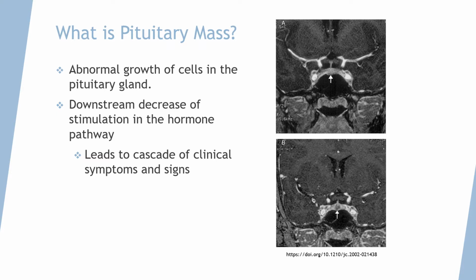Pituitary mass is an abnormal growth of cells in the pituitary gland. This is of particular importance and deserves special attention because the pituitary gland is responsible for controlling downstream release of hormones throughout the glands in the body. Therefore, a mass in the pituitary can cause a cascade of various clinical symptoms and signs depending on the alterations of the hormones that this gland controls.